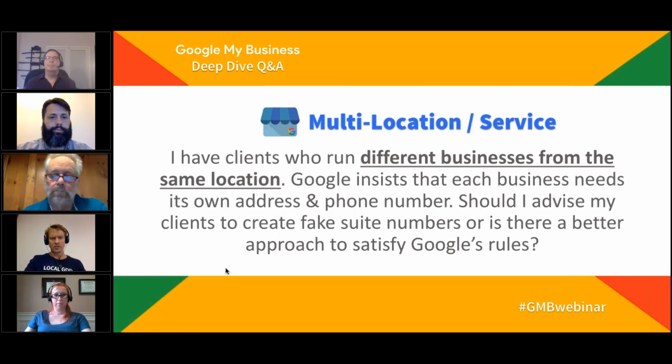I have clients who run different businesses from the same location. Google insists that each business needs its own address and phone number. Should I advise my clients to create fake suite numbers, or is there a better approach to satisfy Google's rules?